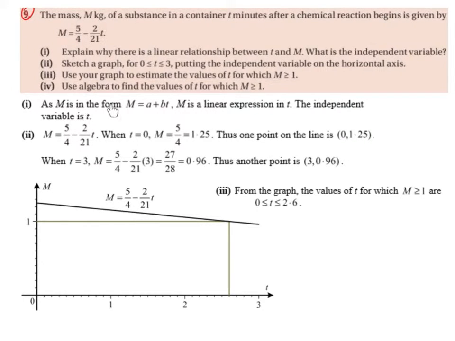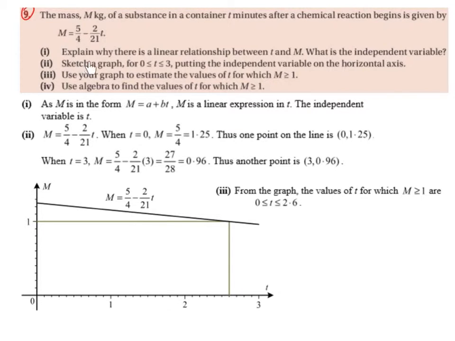As m is in the form of m equals a plus bt, m is a linear expression in t. So basically we just have a t. We don't have a t squared or a t cubed or a t to the power of 4 or anything like that. We just have a t on its own. So it must be a linear expression in t. The independent variable is t.